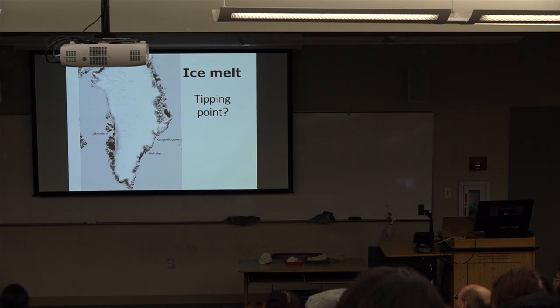And that's not as wild as it sounds, because North America had a big ice sheet. Scandinavia had a big ice sheet. Siberia and Russia had a big ice sheet. Those all melted. This is the only piece that hasn't gone yet. If we pass the tipping point on that, global sea level will rise 23 feet.